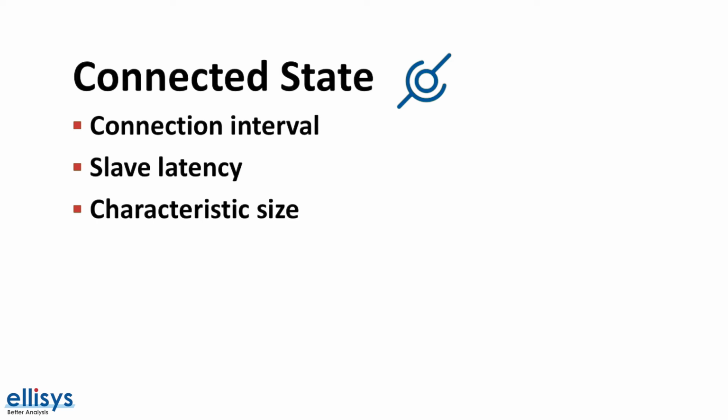Another aspect that helps reduce power consumption is choosing an operation type that doesn't require a response from the other side. For example, choosing write without response or notifications instead of indications can help reduce power consumption because it does not require the other side to send back a confirmation or an acknowledgement packet.